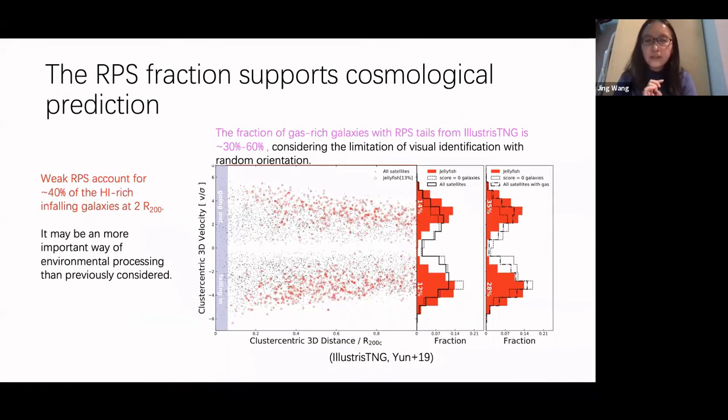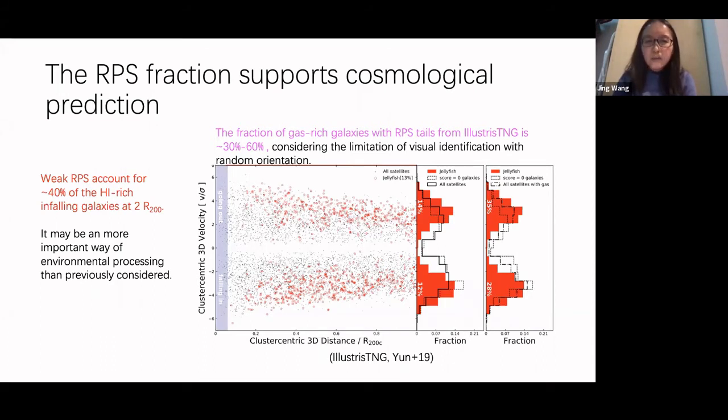Firstly, the fraction. Actually, the IllustrisTNG simulation recently provided an estimation of the ratio of gas-rich galaxies suffering from ram pressure stripping. And the ratio it gives is around 30 to 60%, considering the projection effects. It's very consistent with the fraction we obtained. And this is the fraction.